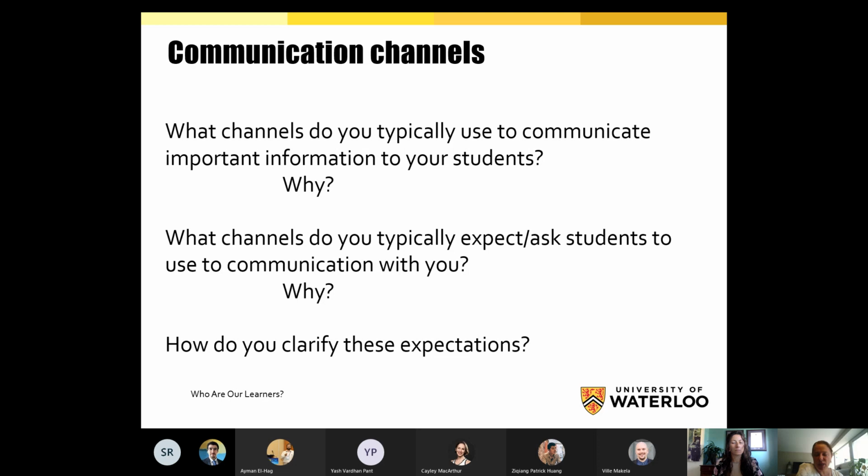Do you use emails within the LMS? Is that your preference within the learning management system? So in our case, Learn, or do you like students to email you directly to your UW address? What's your preference there?